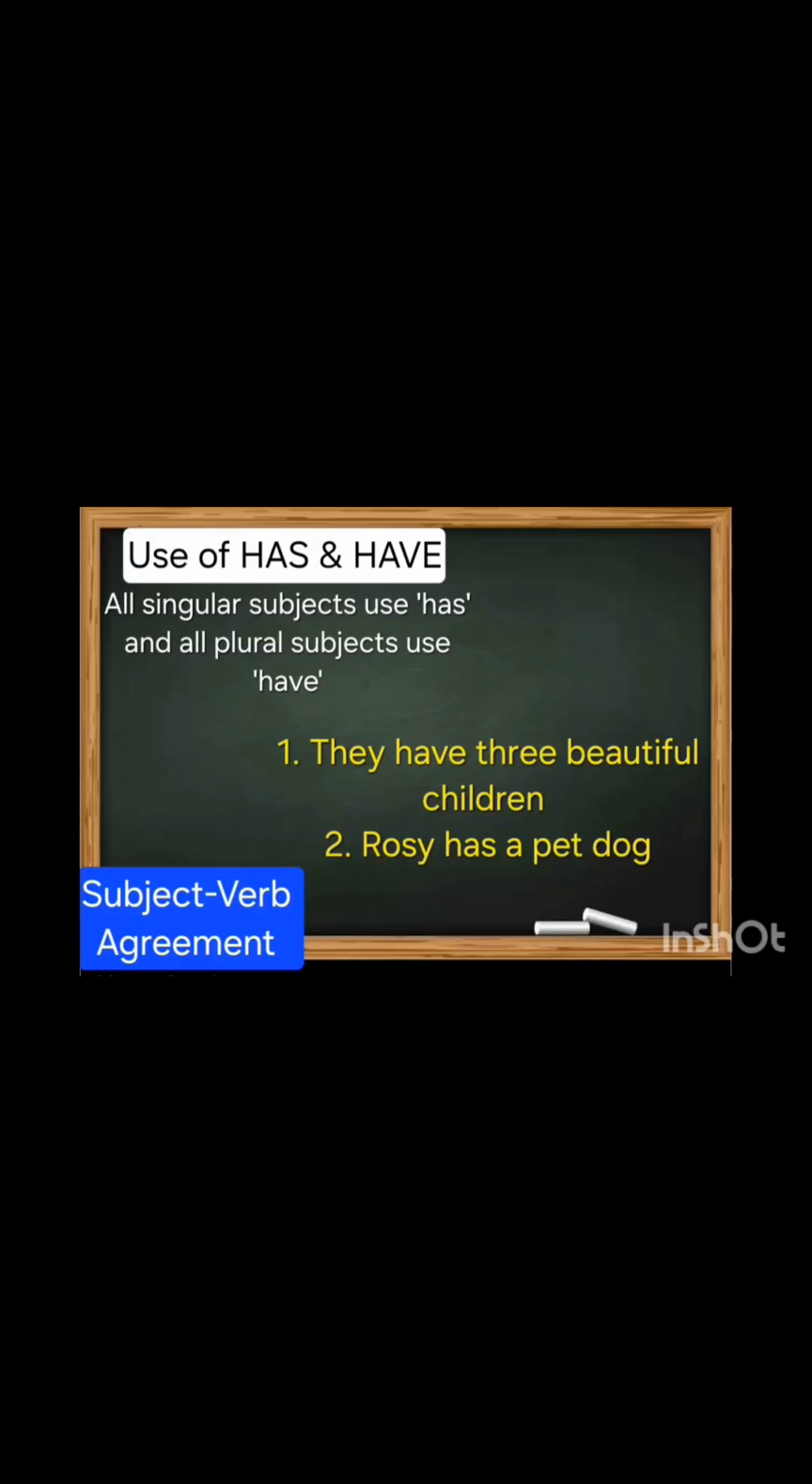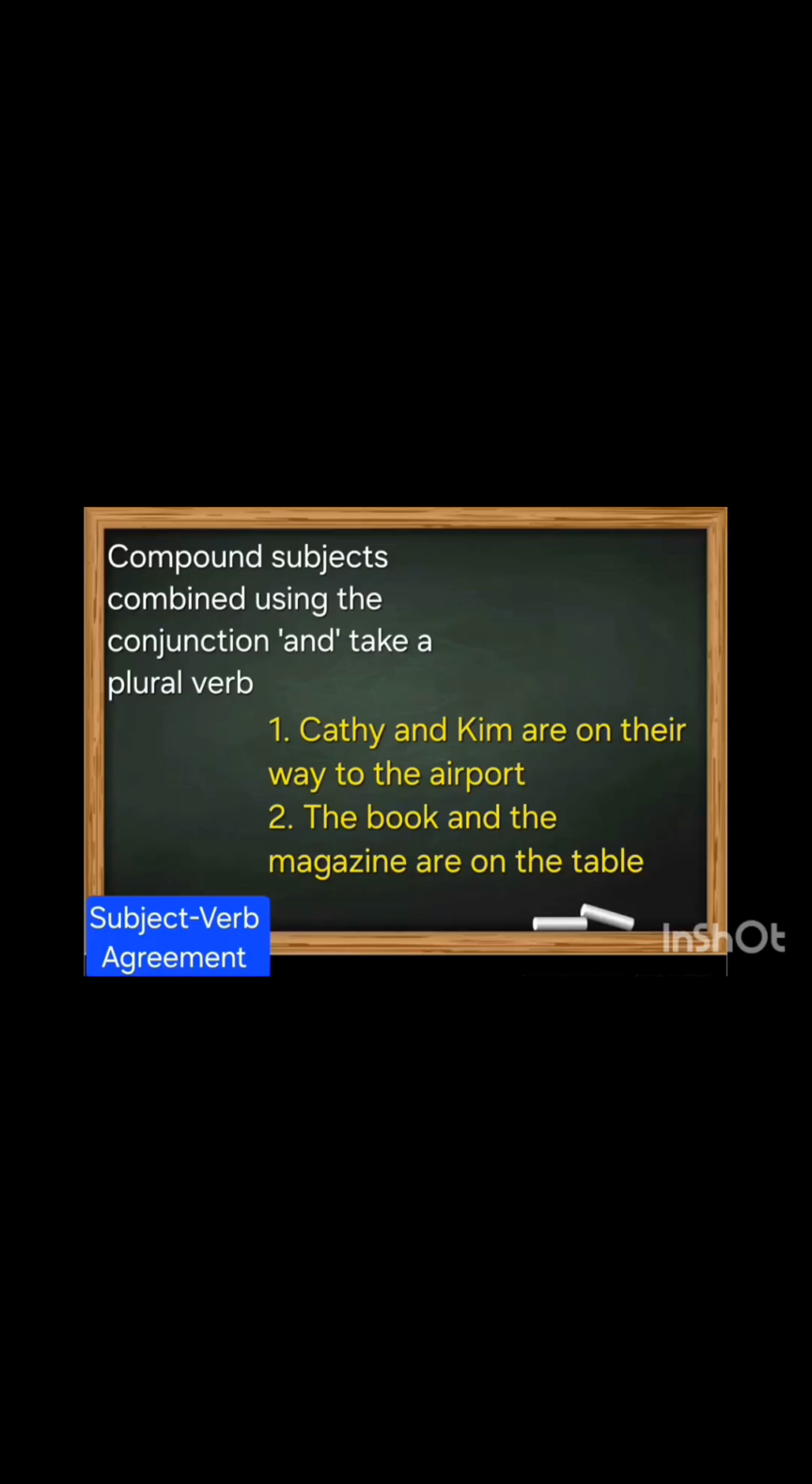Use of has and have. All singular subjects use has and all plural subjects use have. So look at the examples here. They have 3 beautiful children. Rosie has a pet dog. So do keep in mind, they is plural, so have. Rosie is singular, so we are using has and not have.